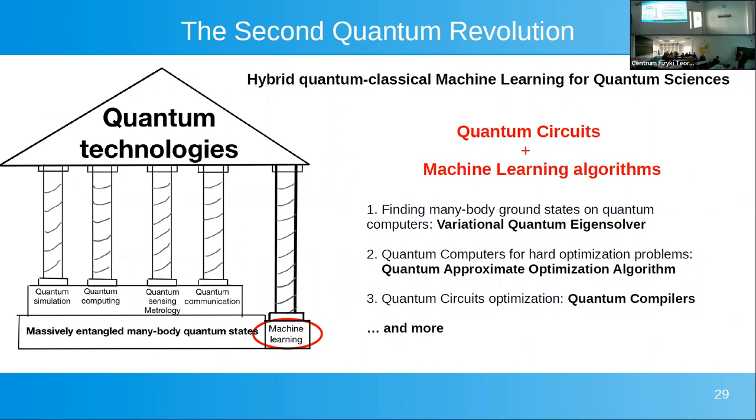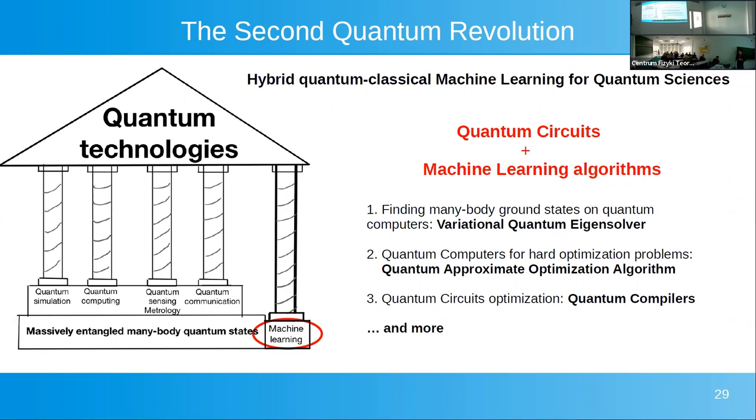Nowadays, for the last 10 years, there's another pillar of the quantum technologies, which is given by machine learning techniques. What does it mean? It means that we can use quantum circuits, which can be quite well controlled. They can depend on different parameters. They are basically variational ansatzes, which are inherently quantum. And we can apply machine learning algorithms allowing us to solve a few quite important problems.